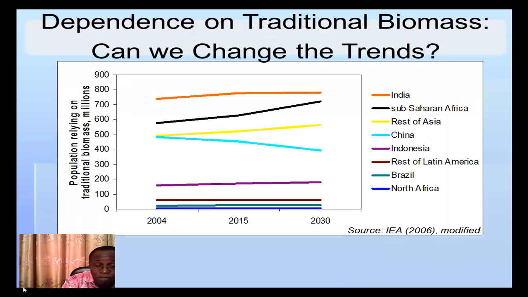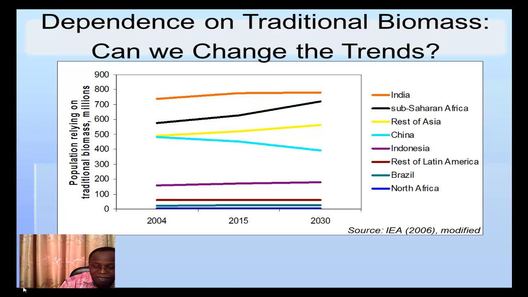This chart shows the majority of people in India and sub-Saharan Africa. You're talking several hundred million people. In Africa, it's close to 600 million people. In India, you're talking more than 700 million people that are relying on traditional biomass. China is also high, but as you can see, China is going down gradually over time. It's not quite as spectacular as what China did with electricity, but the numbers are going down nonetheless.